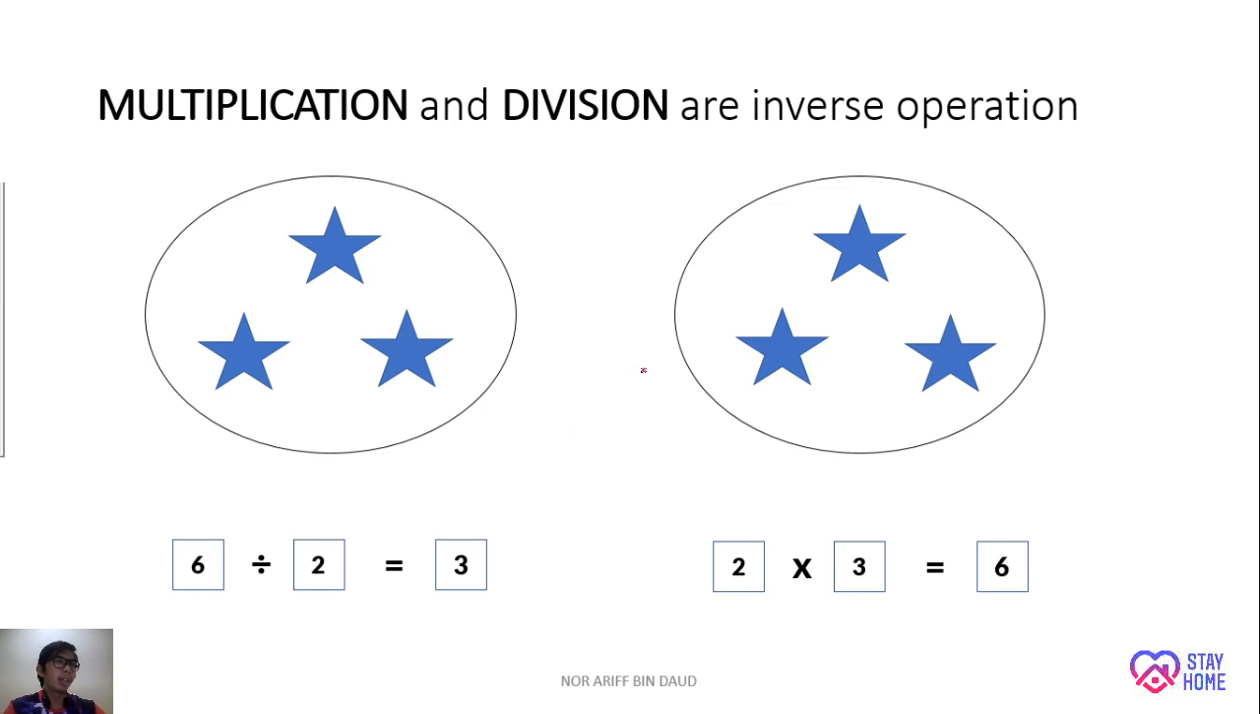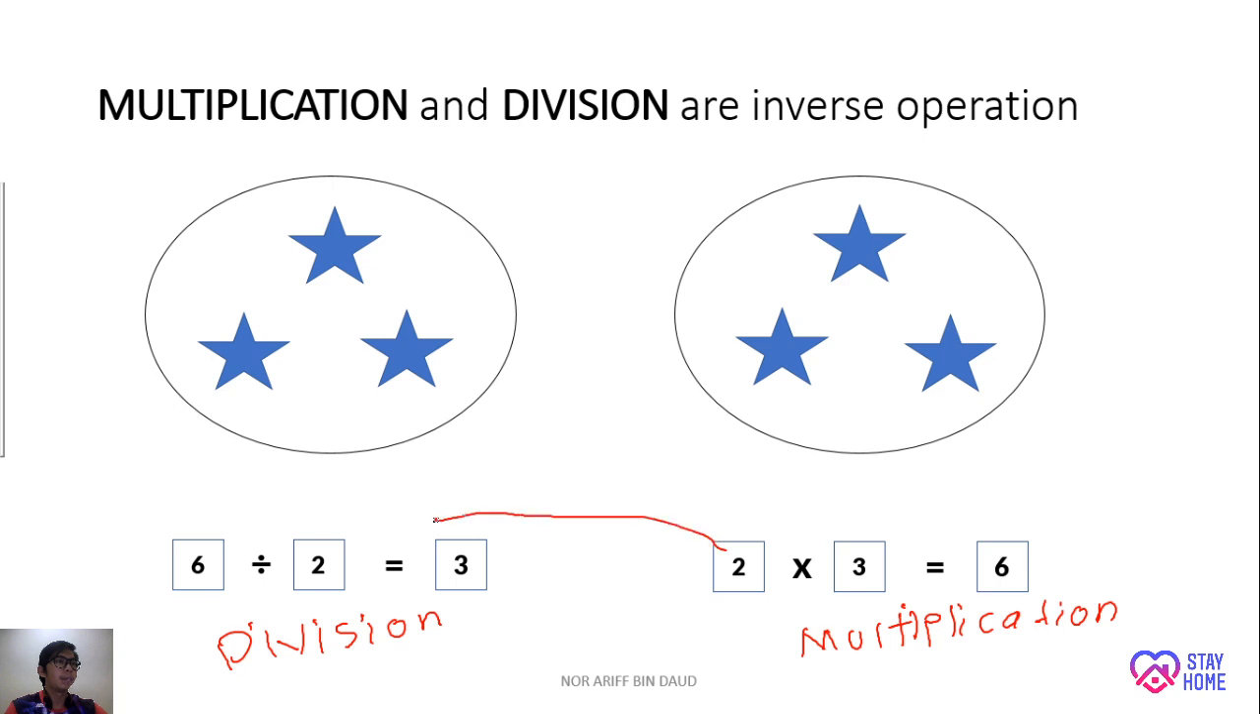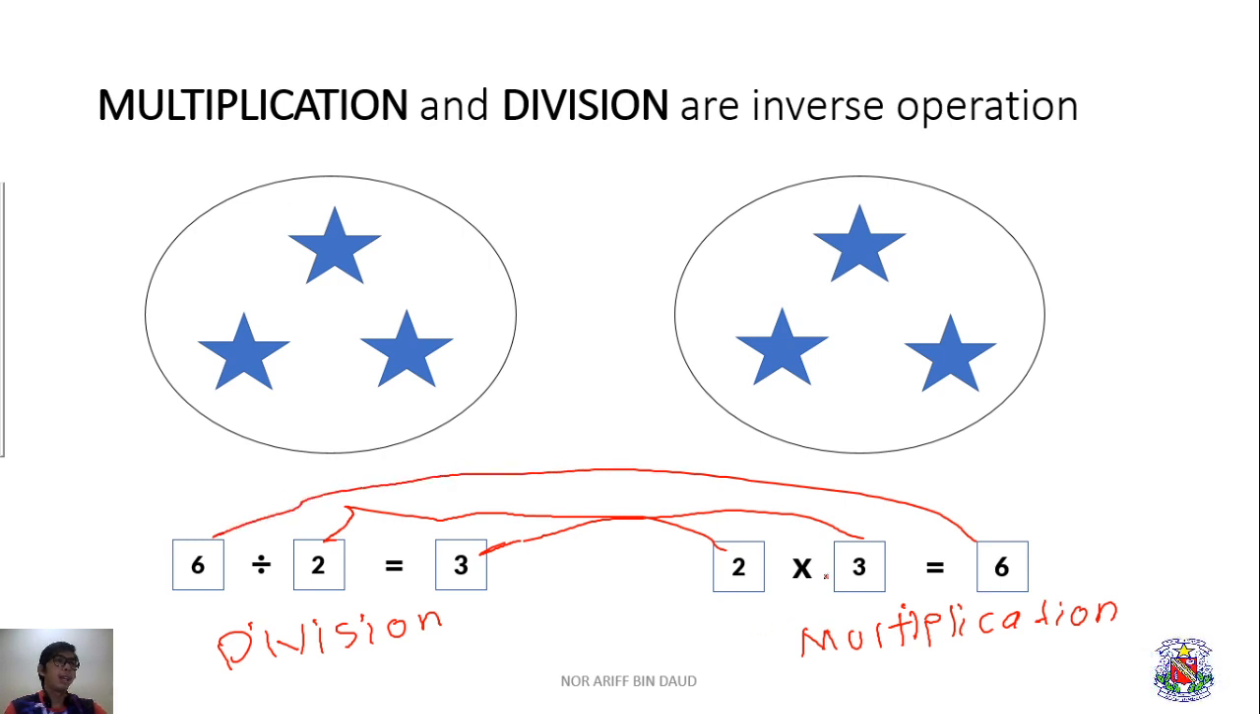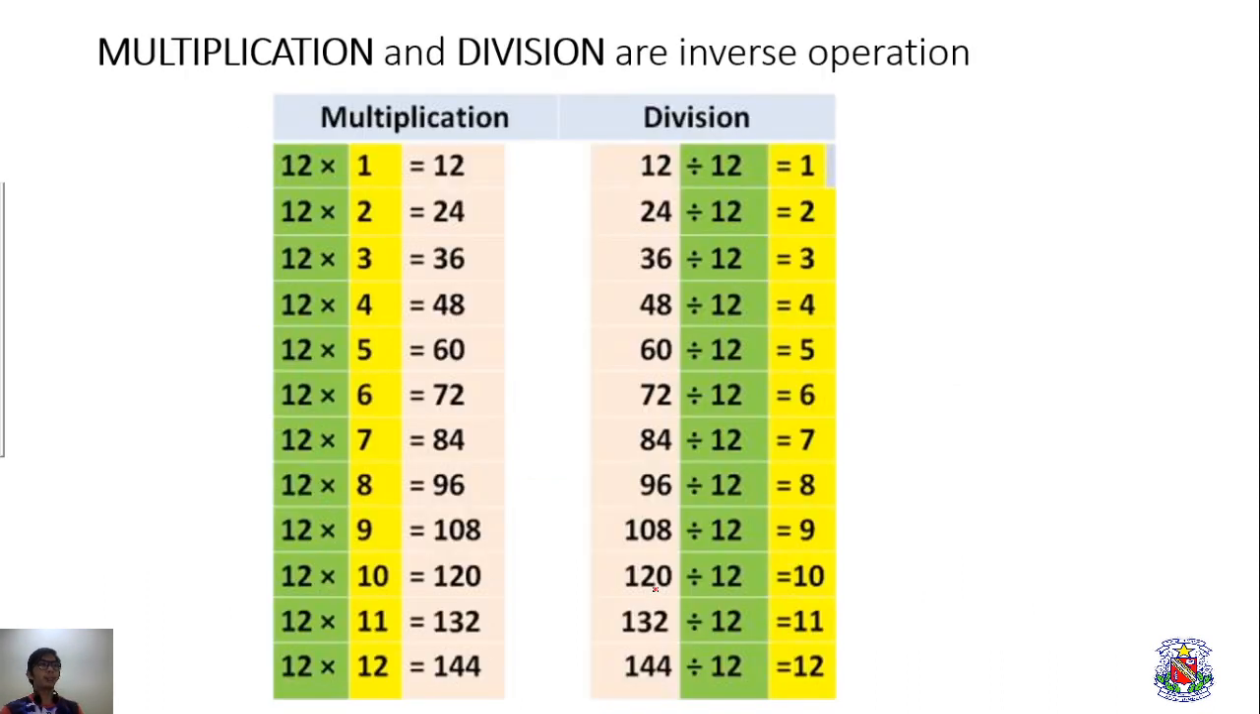So now we can look at the difference between division and multiplication. The difference is this one. You look at this one, and this one, you see the difference. It's easy, they are just reversed. So, we go to the next one.